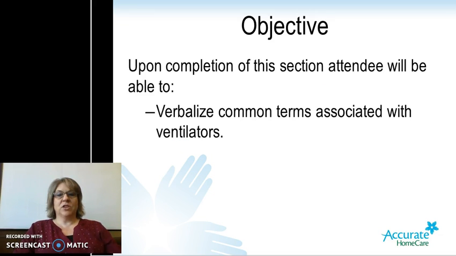Upon completion of this section, attendees will be able to verbalize common terms associated with ventilators.